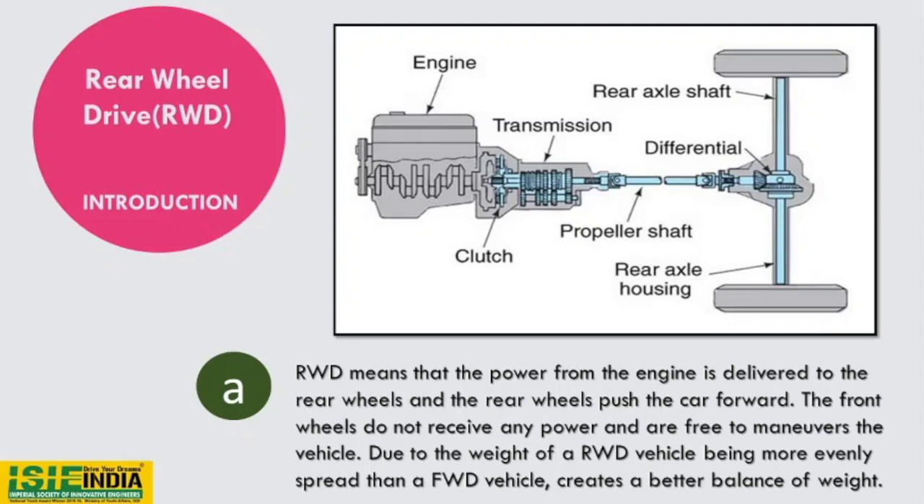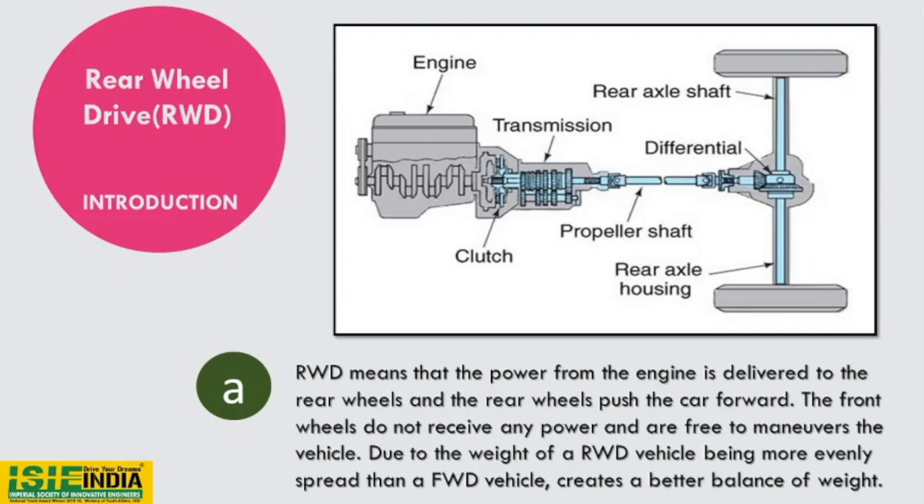Let us see how the power transfer works here. Torque is transmitted from the engine to the transmission, which is connected to the clutch or sometimes to the torque converter, and here is the propeller shaft, which allows the power transmission from the engine. Generally it is made up of two U joints.